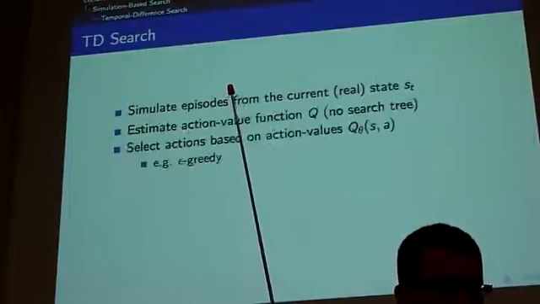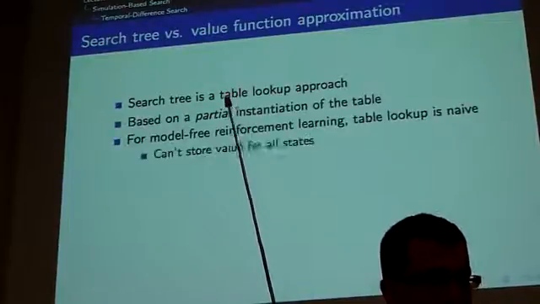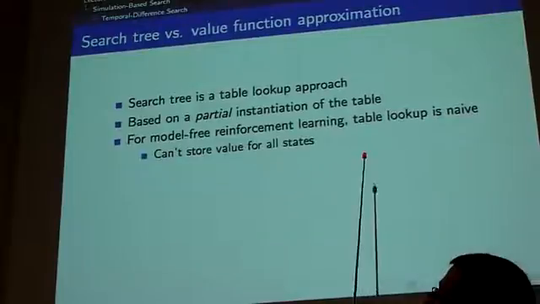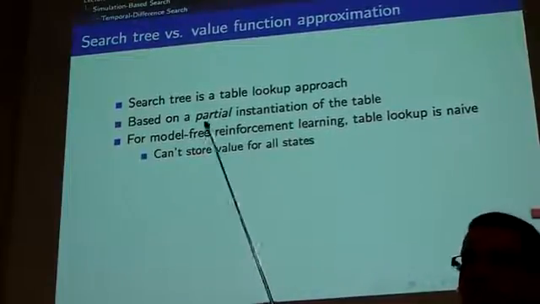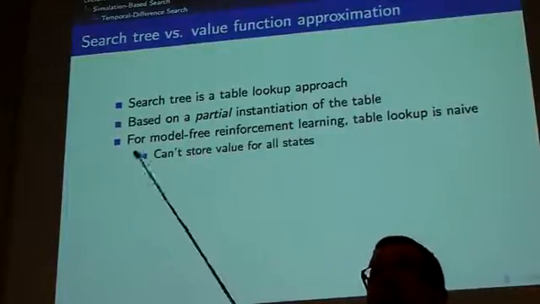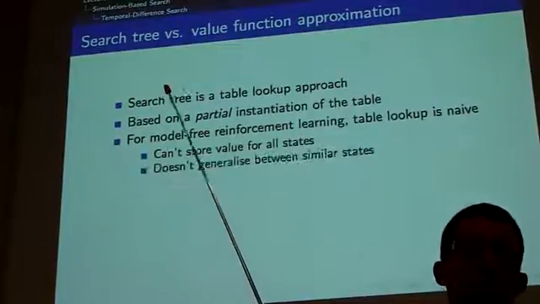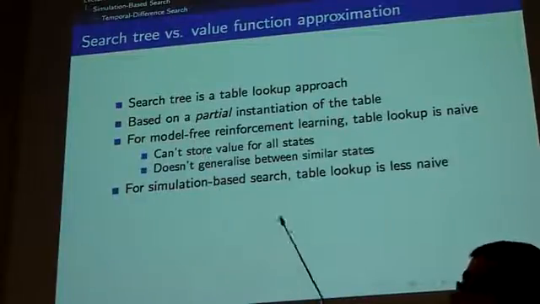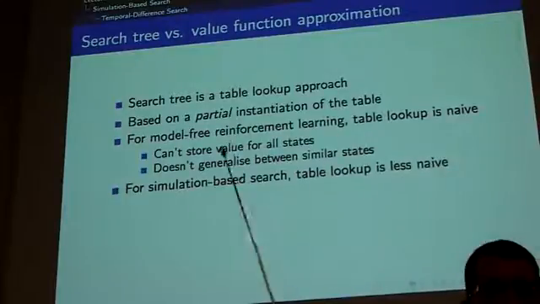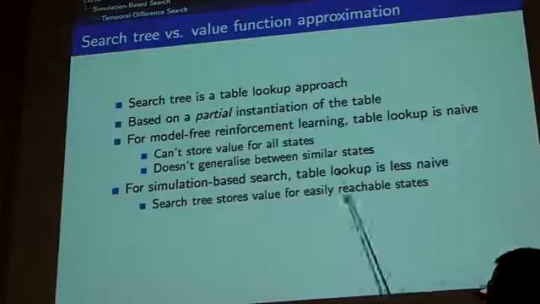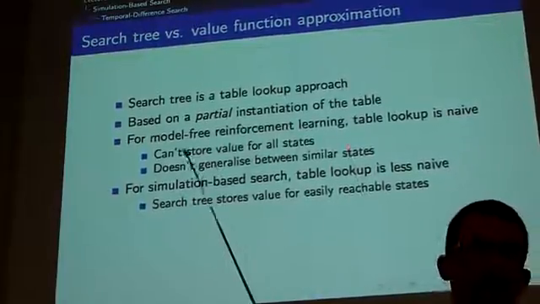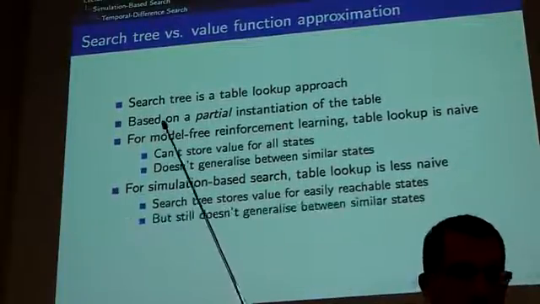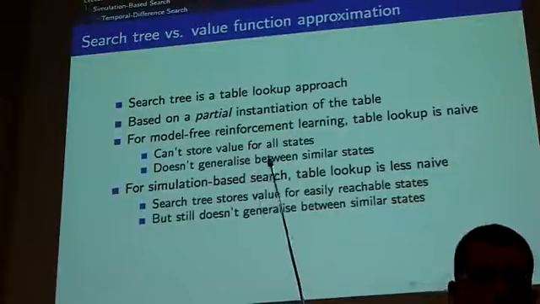Okay. So the problem with table lookup, what we saw in Model 3 reinforcement learning, is you can't store the value for all states. If your state space is big, if your branching factor is big, the search tree is quite limited in how much you can actually fit in there. And it doesn't generalize between similar states. Now in simulation-based search, table lookup isn't naive because we don't have to store everything. So it can store values for the easily reachable states. So that's good. We don't have to store everything in there because we're just doing this forward search. We only care about what happens from now onwards. But it still doesn't generalize between similar states.